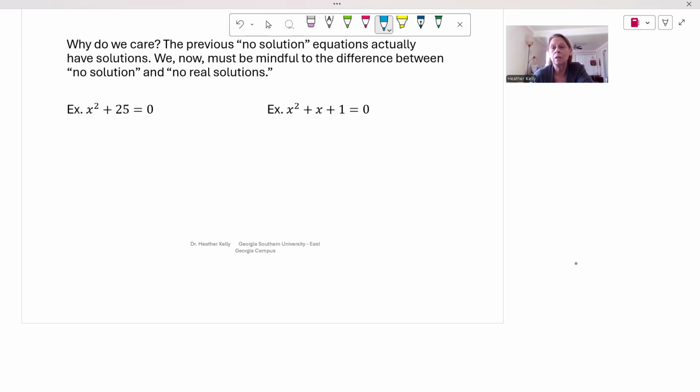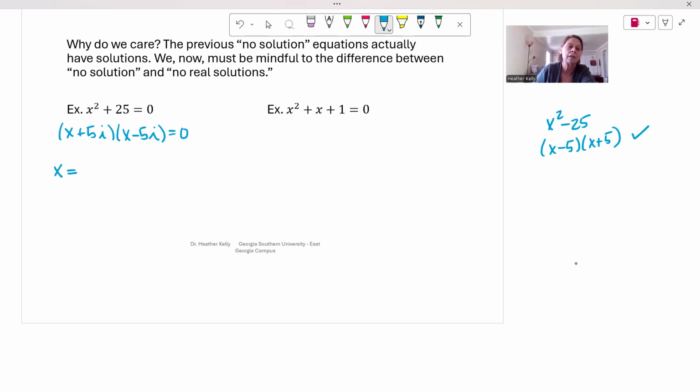And so anytime you see what you would think about like a difference of squares, like x squared minus 25, right? Because if I had x squared minus 25, you could easily tell me that's x minus 5, x plus 5. Real easily. Now, when it says plus here, you can still do the same thing you do here, but you got to drop in that i. So this is x plus 5i, x minus 5i equals 0. And since it's set equal to 0, we'll find the solution. So x is equal to negative 5i, and x is equal to 5i.